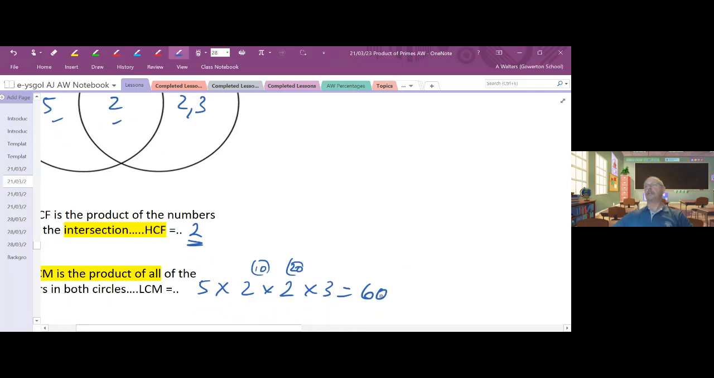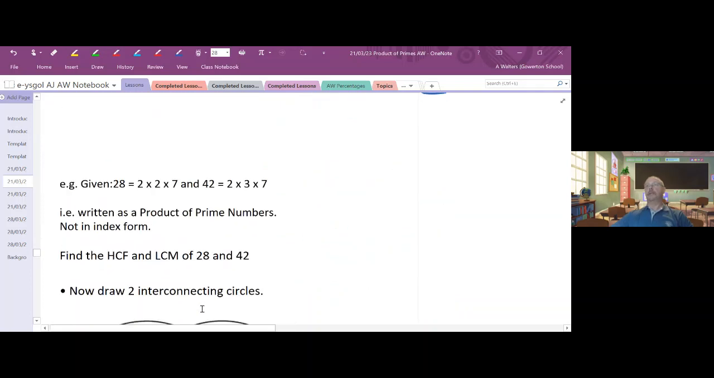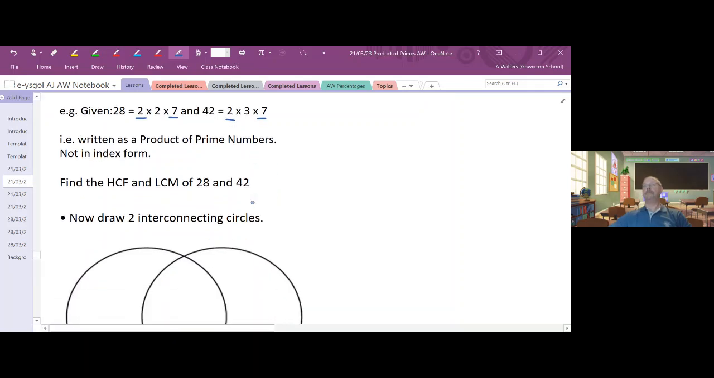Okay, so I'll show you another example and then you can try some. Sometimes you're given this, 28 is 2 times 2 times 7. Sometimes you'll have to work them out like we did above. So first of all, I'm going to highlight the common numbers, the common factors. They are 2 and they are 7. So we draw 2 interconnecting circles and we put the 2 and the 7 in the center. And we're left with a 2 on the left-hand side, that was with the number 28. And on the right-hand side, we're left with a 3.